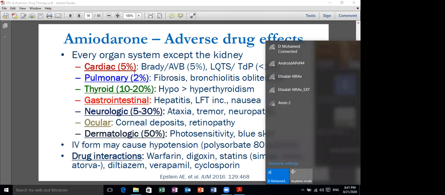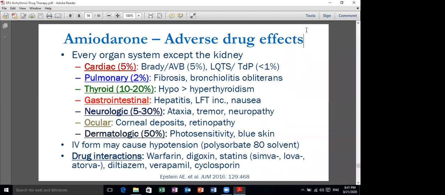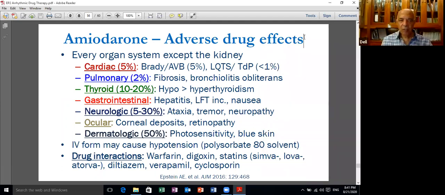So as I said, amiodarone has a toxic effect on all organs of the body except the kidney. I want to call your attention to rare but very serious side effects, including ataxia as well as sudden loss of vision because of optic neuritis and retinopathy. It has a drug interaction with these drugs and elevates them, so you have to be cautious with its use.